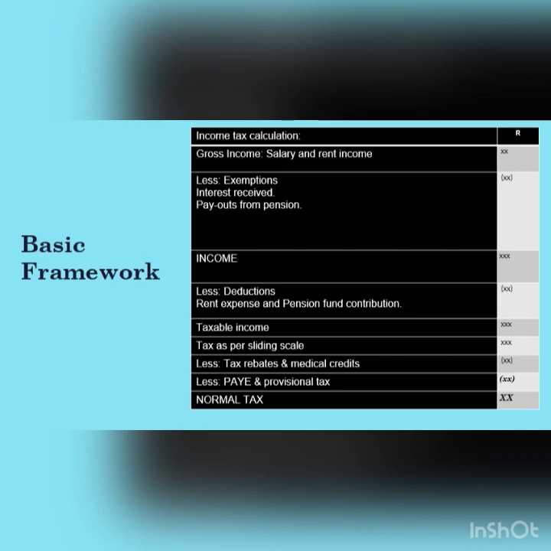And then you will have an amount that is called income. From that amount, you will list deductions, such as rent expense. Rent expense only relates to the rent for where your business is operating, not for where a person will be staying. And the pension fund contribution. And then you will have something called taxable income. From there, you will use that amount to calculate tax as per sliding scale, and I will explain further in the next slide. And then you are going to less tax rebates and medical credits, and then less PAYE or any provisional tax, and then you'll get your normal tax.